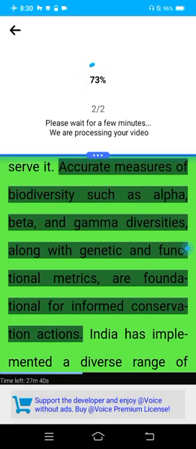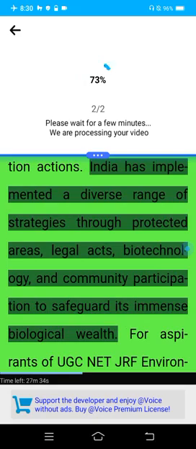Accurate measures of biodiversity such as alpha, beta, and gamma diversities, along with genetic and functional metrics, are foundational for informed conservation actions. India has implemented a diverse range of strategies through protected areas, legal acts, biotechnology, and community participation to safeguard its immense biological wealth.